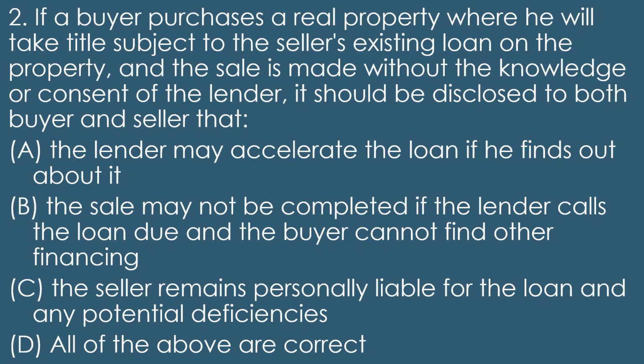What about the sale may not be completed if the lender calls the loan due and the buyer cannot find other financing? They're basically saying, hey, before the property is actually sold and the subject to happens, the lender could find out about it and make the loan due. And so the buyer would then have to find other financing. And if they can't find other financing, then the sale will not be able to happen.